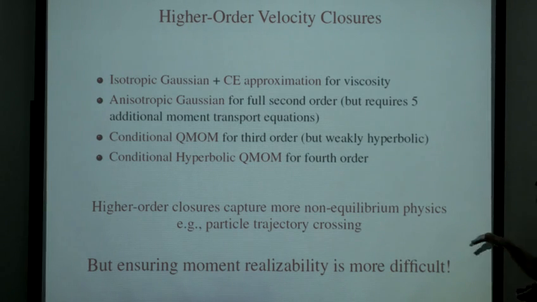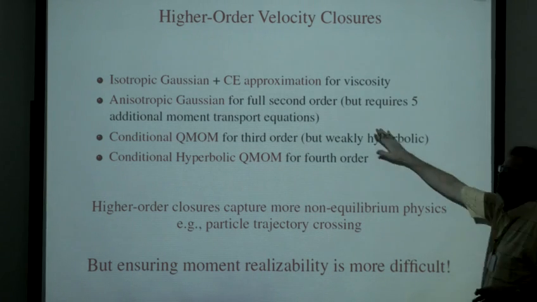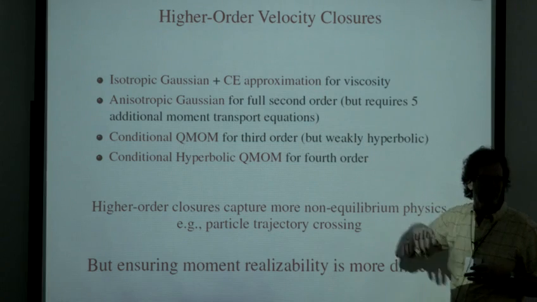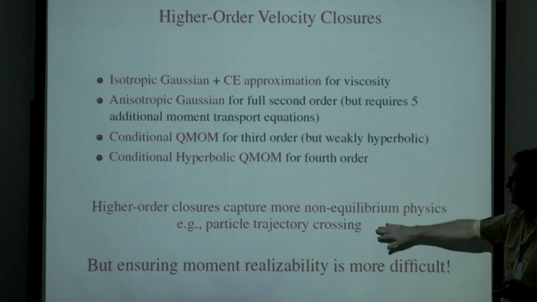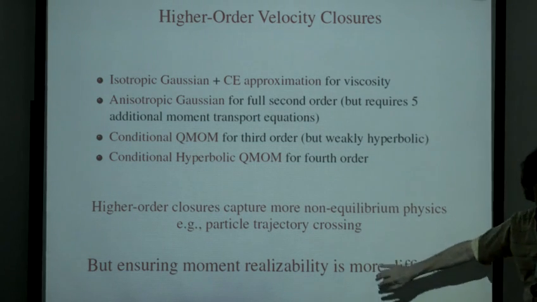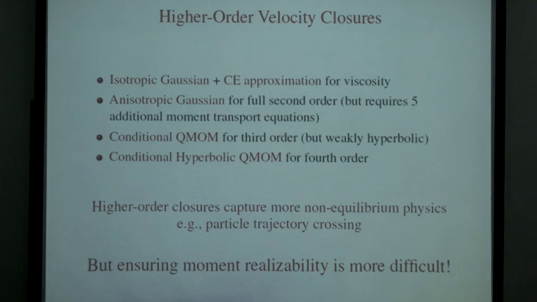In general, higher order closures capture more of the non-equilibrium physics. If these systems are very, very collisional, this is enough, right? But if you have dilute systems, then the distribution functions are far from Gaussian, so you need more non-equilibrium physics. And the most non-equilibrium thing you can do is particle trajectory crossing, because they don't see each other at all. The general problem with that is that as you go up with more moments, you've got to have metanumerics because realizability becomes an issue.